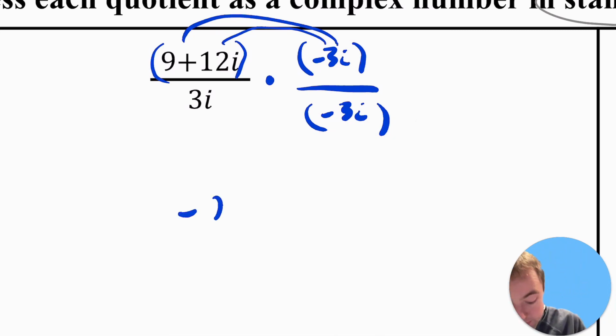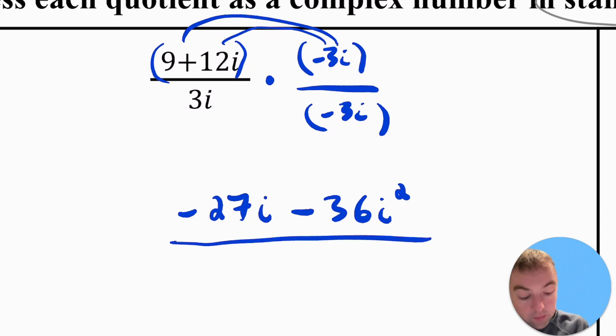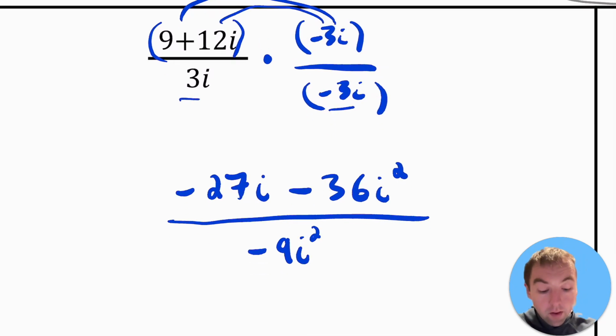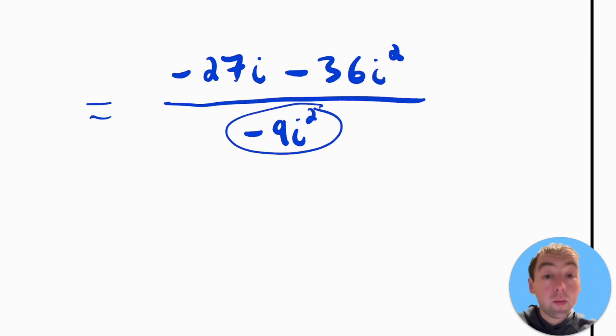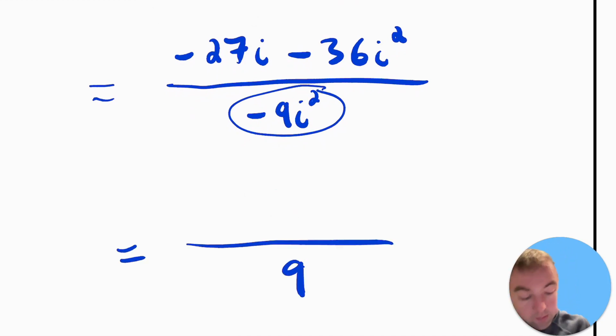So on top, you're going to get that if you multiply by the negative 3i. And then on the bottom, if you do negative 3 times 3, you're going to get negative 9, and then i times i, which is i squared. We want to make sure this gets simplified all the way. On the bottom, you're always going to get a real number because we chose the complex conjugate of what was on the bottom. Since i squared is negative 1, and we multiply it with negative 9, we get a denominator that's a positive 9, okay?